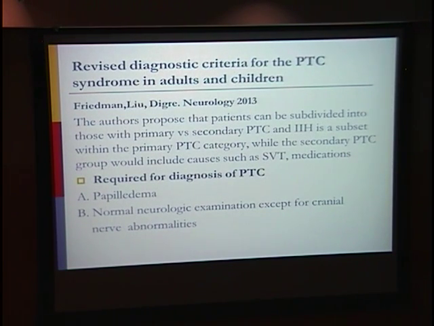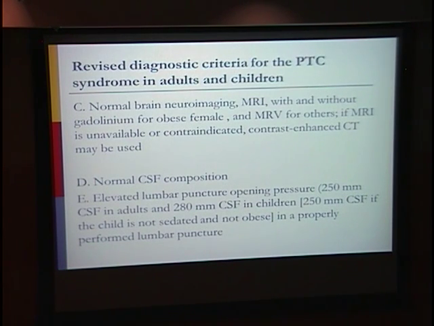In Neurology a month ago, Friedman, Liu, and Digre published revised diagnostic criteria for pseudotumor cerebri in adults and children. The authors proposed that patients can be subdivided into those with primary or secondary pseudotumor. What they suggest is required for diagnosis of primary is papilledema and a normal neurological examination, except for cranial nerve abnormality, and normal neuroimaging. They offer MRI for everyone, and MRV or CTV depending on the hospital for cases that are not so typical. We offer MRI to everyone, and MRV or CTV also to everyone.